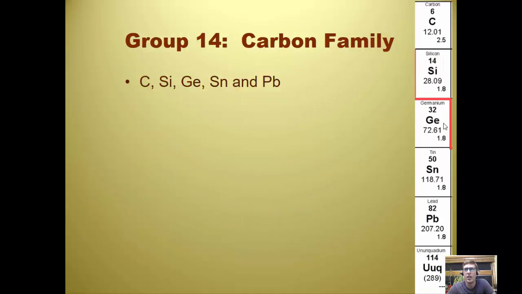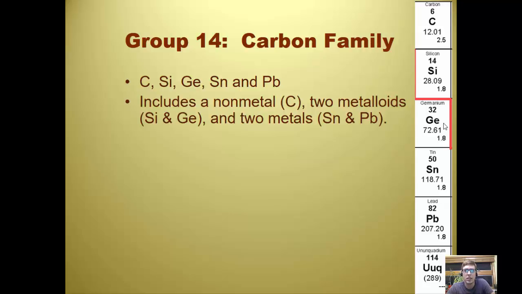Carbon family. It's carbon, silicon, germanium, tin, and lead. It includes a nonmetal, carbon, 2 metalloids, silicon and germanium, and 2 metals, tin and lead, which have 2 symbols that seem very silly, but again were named a long time before we had the English names for them. That's why Sn, and plumbum, I know, was the name for lead.